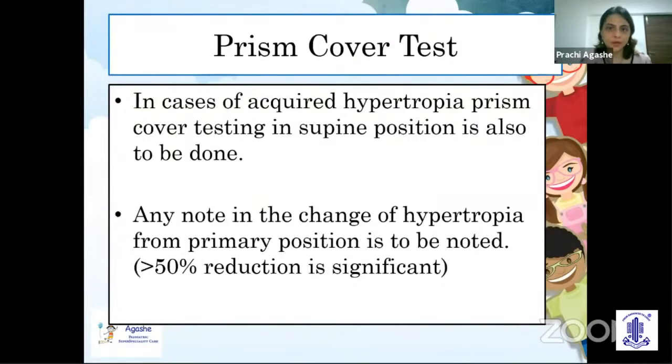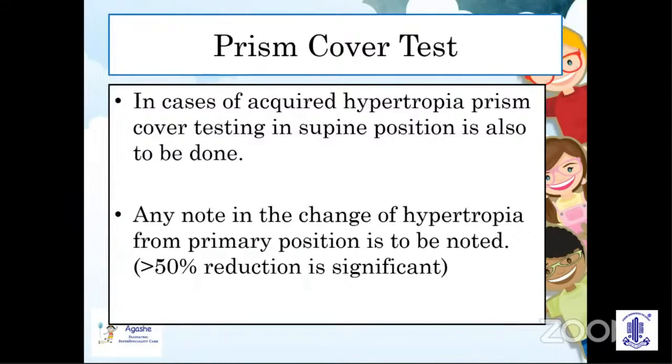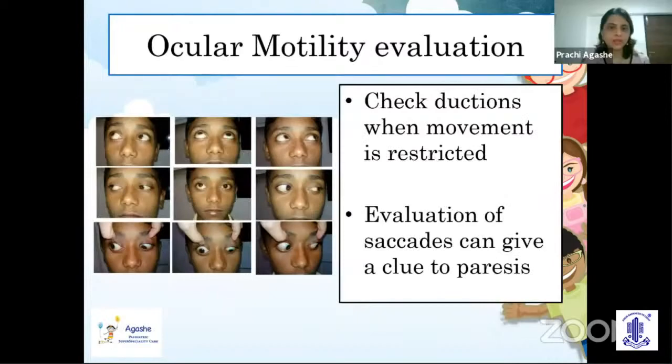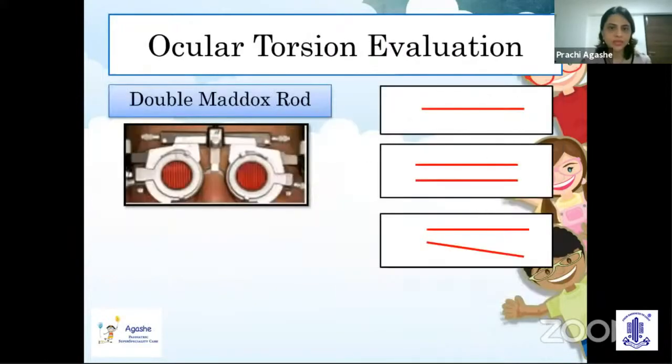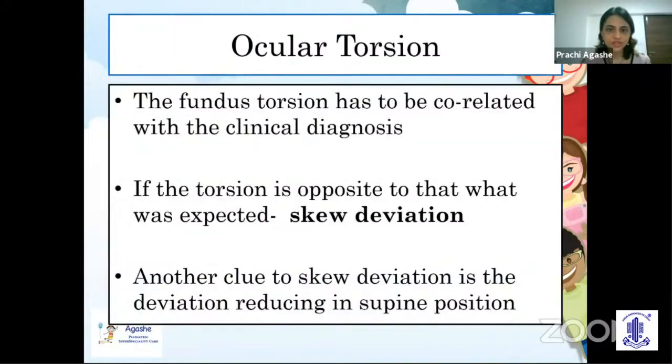Then also the prism cover test needs to be done in a supine position, which is called the upright supine position. Why this test is important is if there is more than 50% reduction than the test done in the sitting position, it can indicate skew deviation. Ocular motility, when the movement is restricted, ductions as well as saccades need to be evaluated. Torsion obviously needs to be checked for.